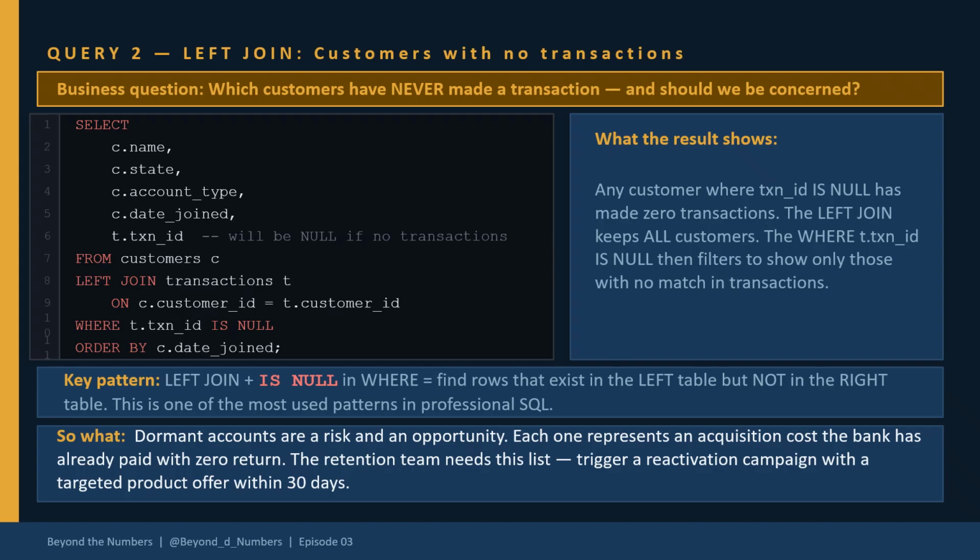Now the so what. Every dormant account represents a cost already paid: acquisition and onboarding. So for an organization, you have spent on acquisition, you have spent on onboarding, and the account is still dormant. So you have no return. The list is the retention team's starting point. Your company's retention team needs that list. They need to target a reactivation offer sent within maybe 30 days, and you recommend the action that they are going to take towards it.